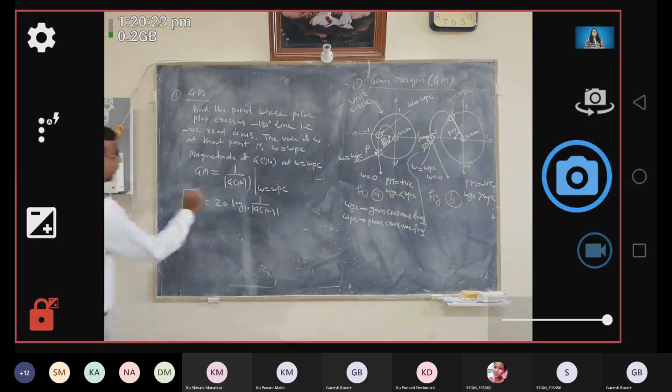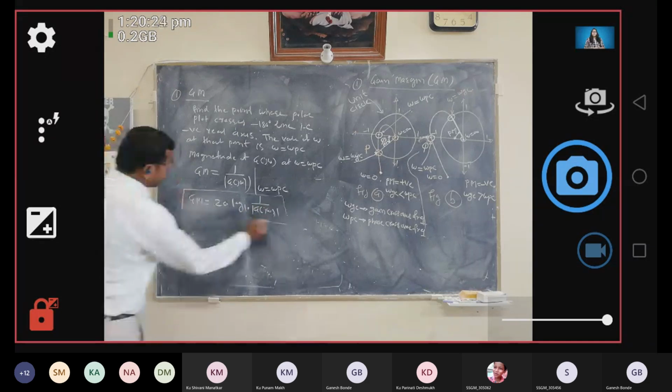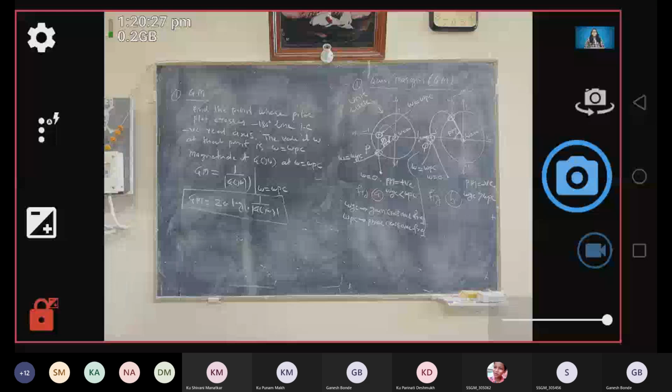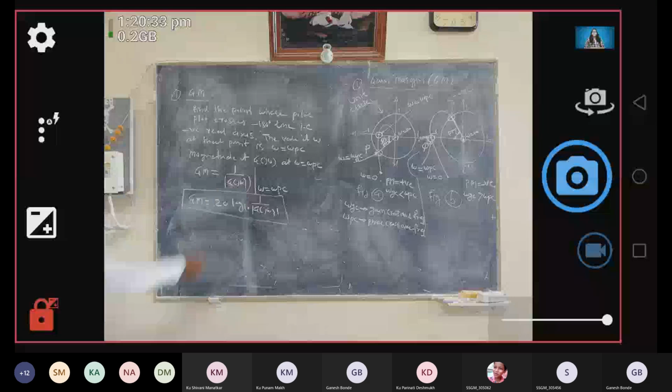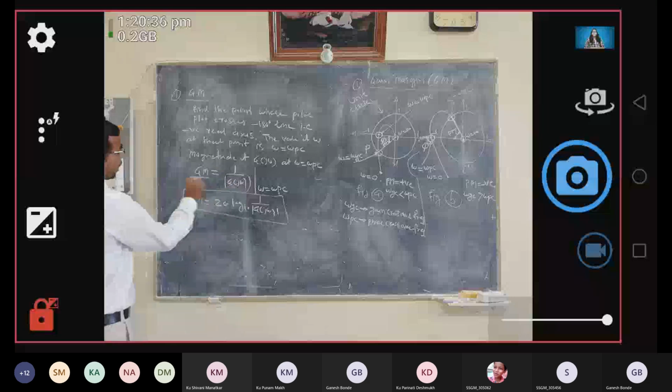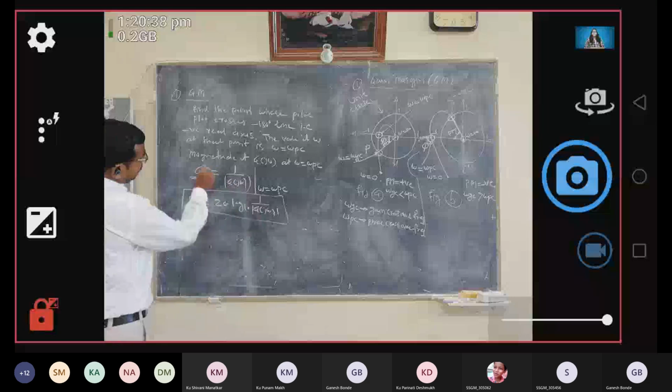So this is the expression for gain margin. You just substitute omega equal to omega PC in the magnitude of G of j omega. So 1 upon G of j omega will give you the gain margin, and 20 log of this value will give you the gain margin in dB.